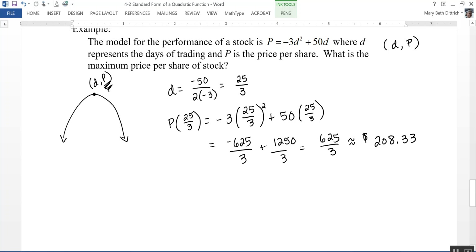So in this section, we took a look at standard form of a quadratic function, which you may remember from Algebra 1, being f of x equals ax squared plus bx plus c. We looked at how to find the vertex, the axis of symmetry, the maximum and minimum value, and then how to turn something from standard form into vertex form.